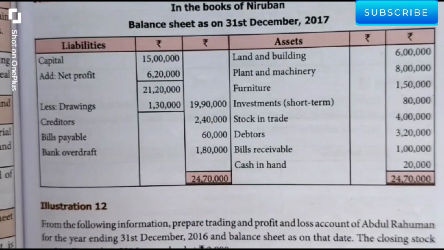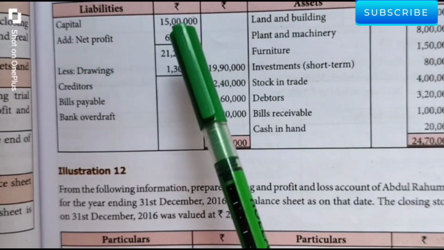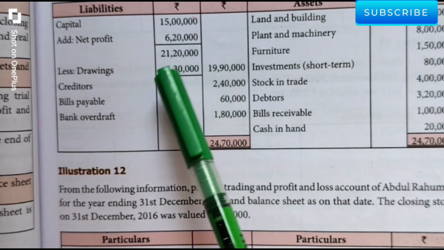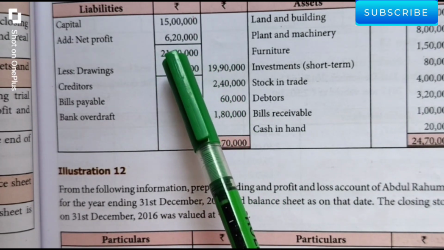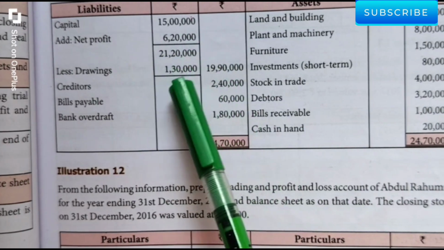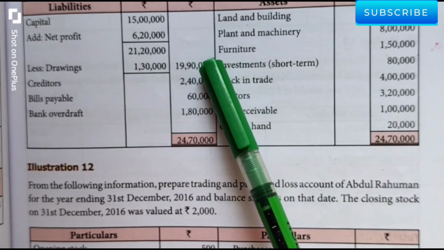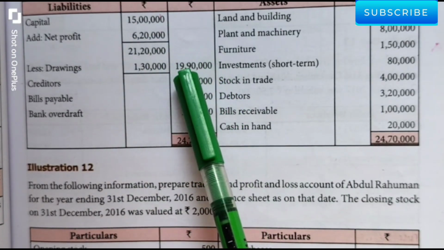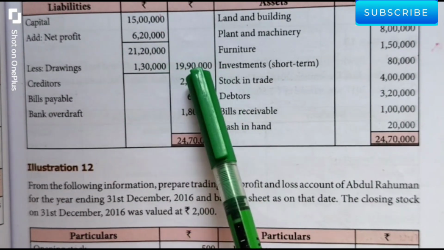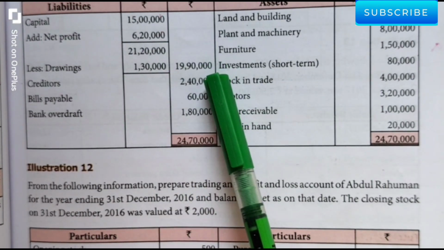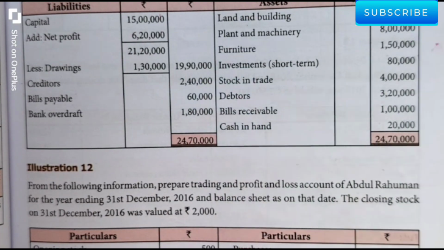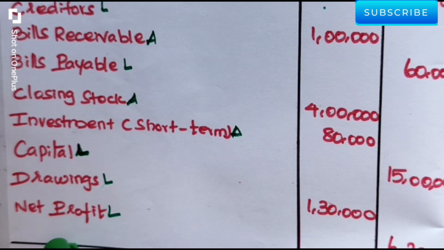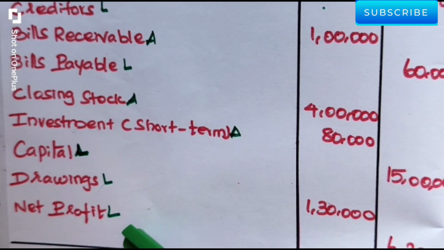Okay, so you have to subtract drawings from the capital after calculation. 1,30,000 rupees subtracted from 21,20,000, you will get 19,90,000. Now only you have to enter the capital. This is the net capital value in the outer amount column. We entered 19,90,000 in the outer amount column. Okay, after calculation of the capital account, we have to enter the balance items on the liability side.